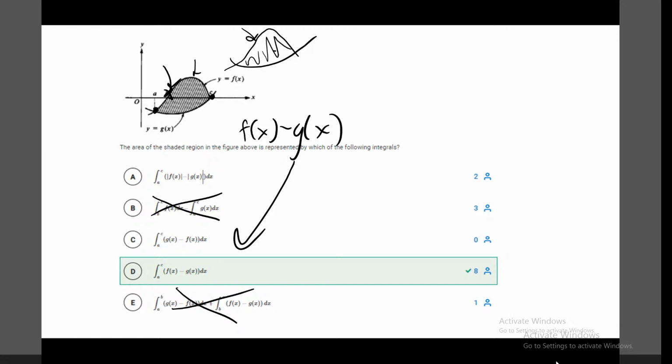This was not the first question on the homework. I think this was like the 6th question on the homework or something.